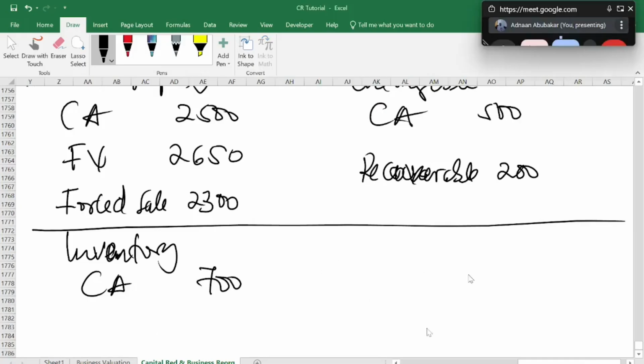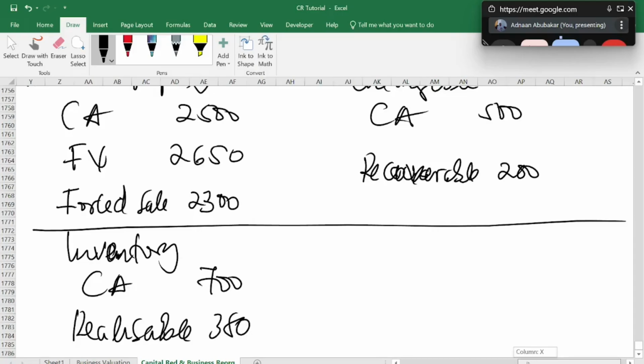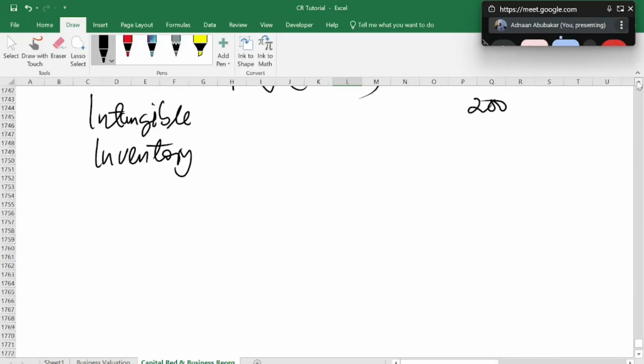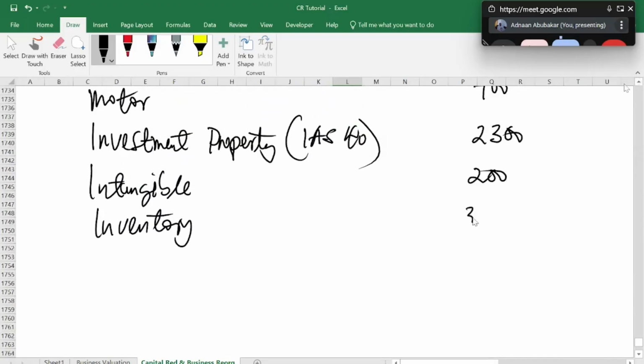You see over there, inventory realizable is how much? 380 million, right? So that is what you realize. So you pick 380 and bring it here. Okay. Next item, again?